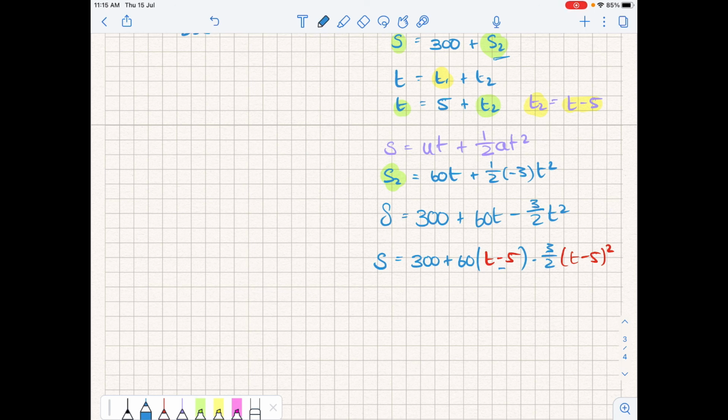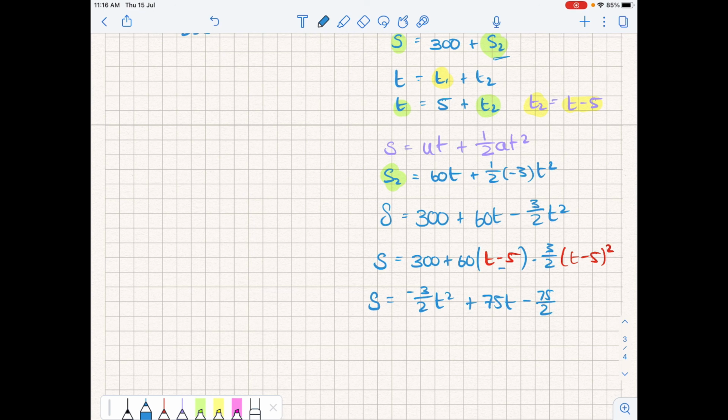At this point, we just need to expand everything out, and we need to neaten things up. And to save some time, I'm just going to give you the displacement function. After expanding these out, collecting like terms and simplifying, we're going to get displacement equal to minus 3 over 2 t squared plus 75t minus 75 over 2.